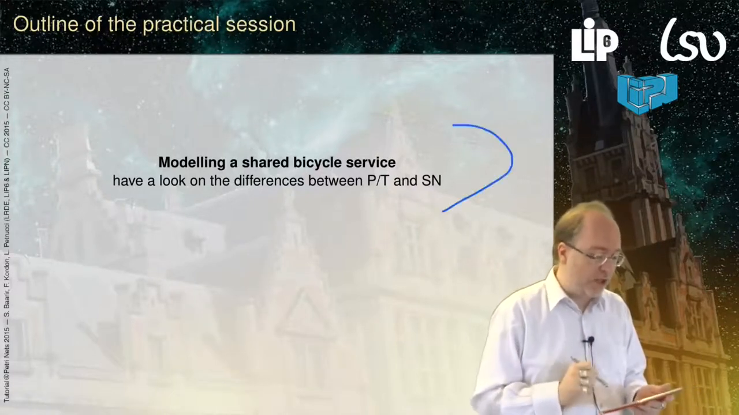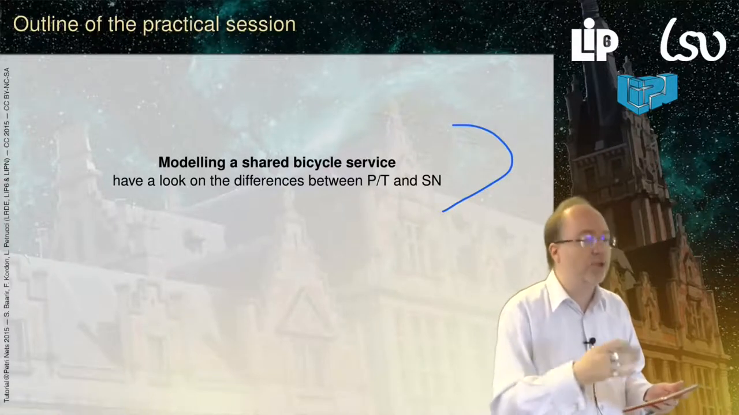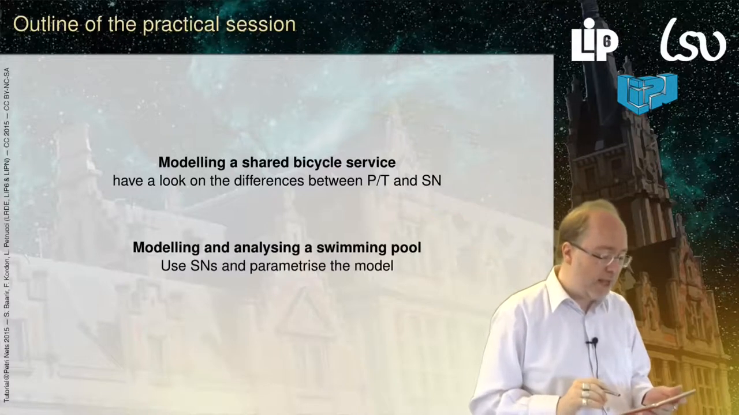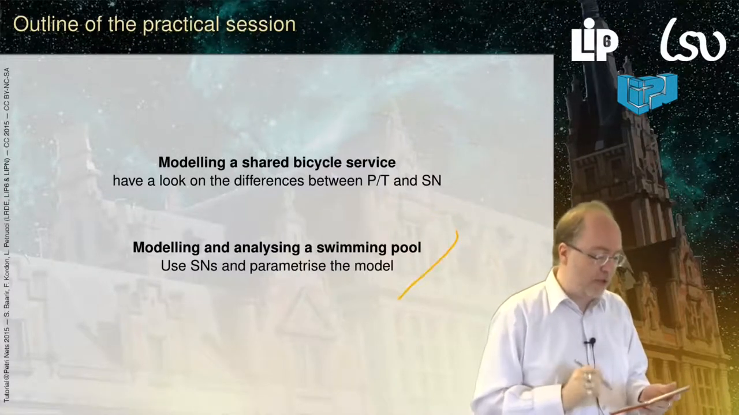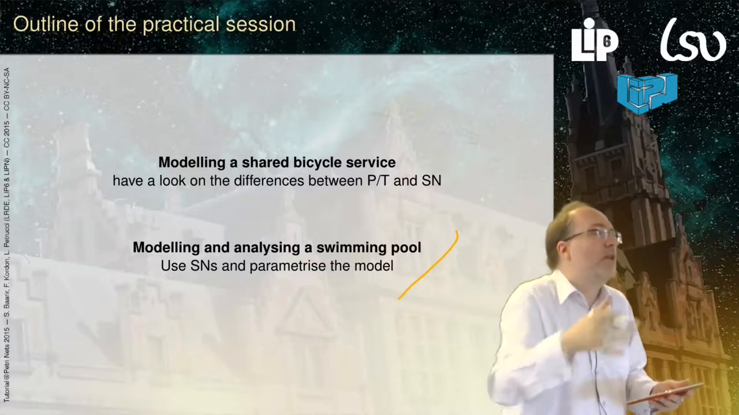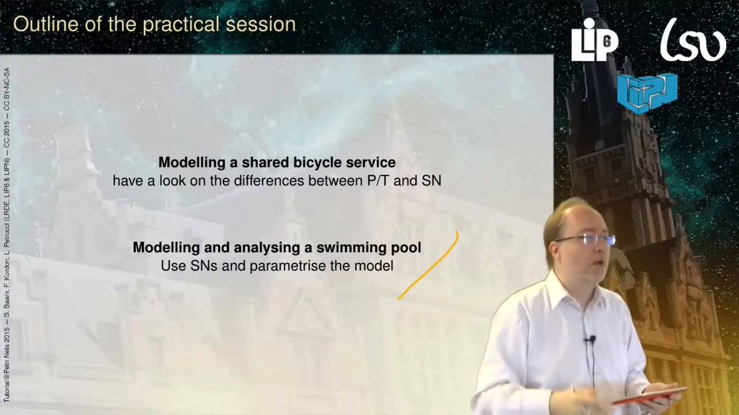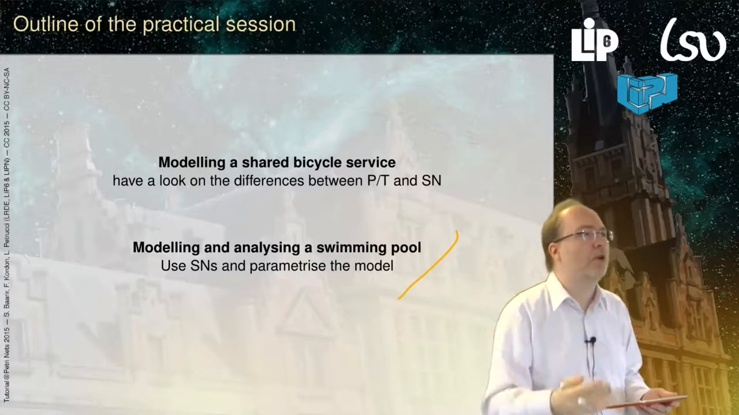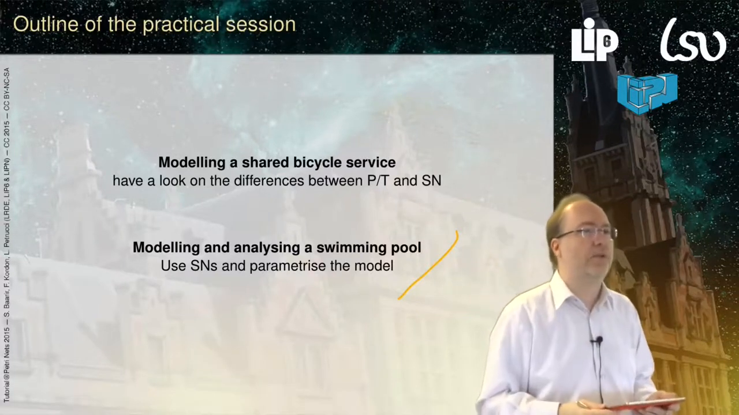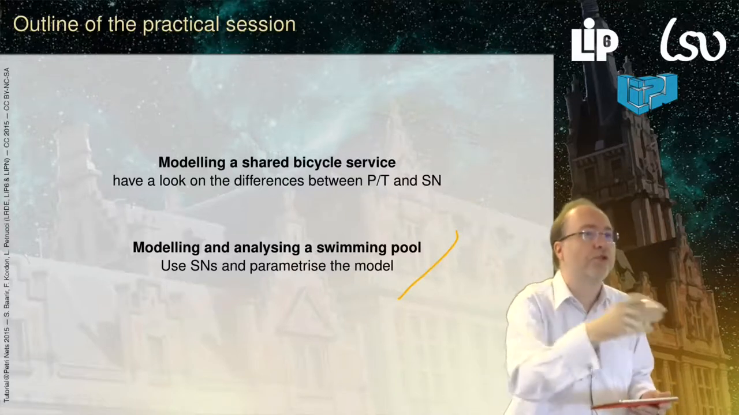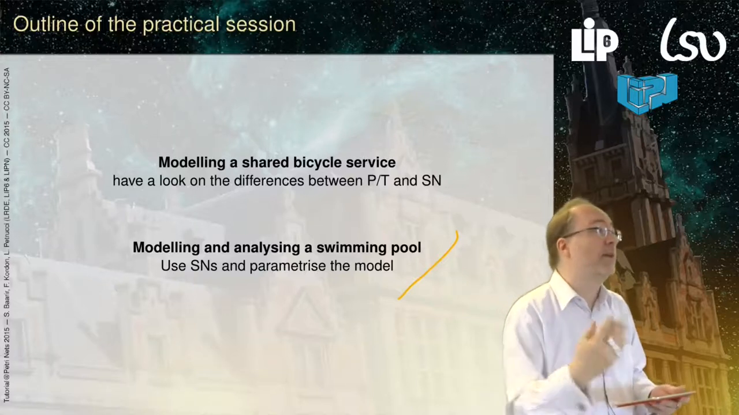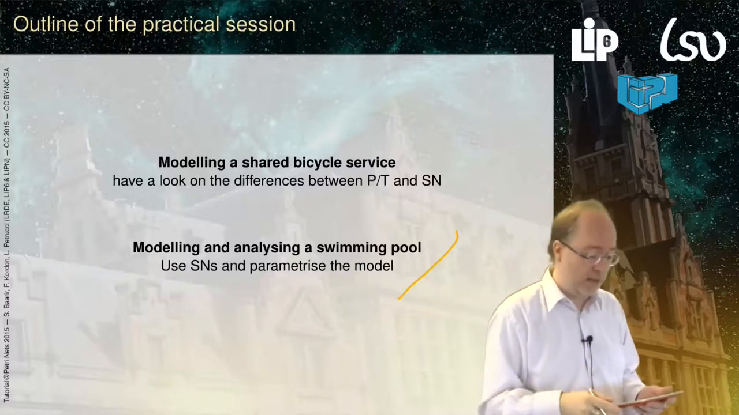The first is modeling a shared bicycle service. The idea is to play in between place transition and symmetric net. And then you have to model and analyze a swimming pool manager. In fact, how to have a protocol that will enable an appropriate use of cabins and of the resources in the pool by a user. And the idea is to use symmetric nets and to parameterize your model a little bit.